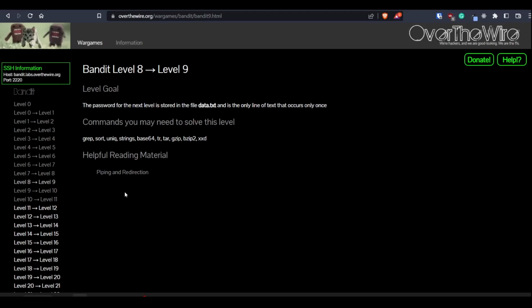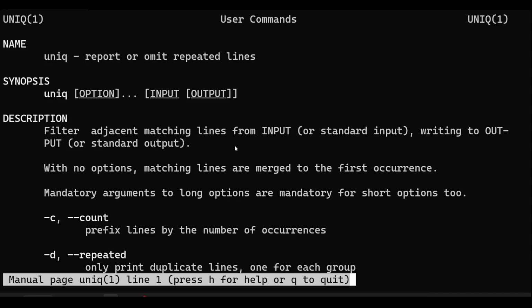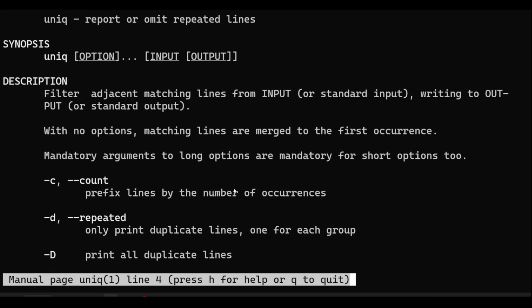So the command we can use is grep. I don't know if we can use grep for that. I think we can try uniq because it occurs only once. So maybe we have to use uniq. So how do we use uniq? Man uniq. Okay, minus c, I guess we can do.